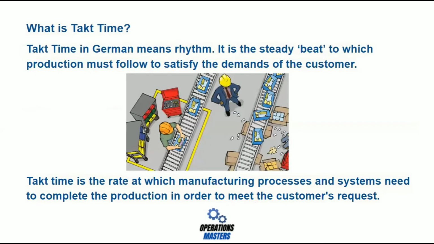So what is takt time? Takt time in German means rhythm. It is the steady beat to which production must follow to satisfy the demands of the customer. So you can also say that takt time is the rate at which manufacturing processes and systems need to complete the production in order to meet the customer's request.